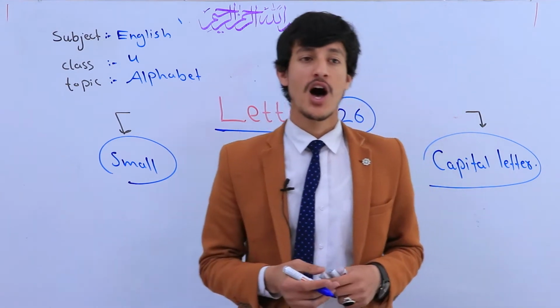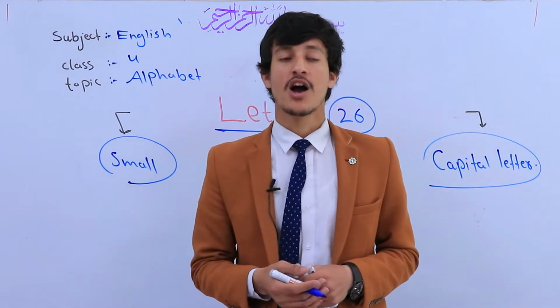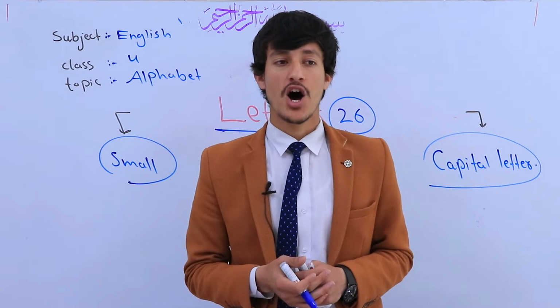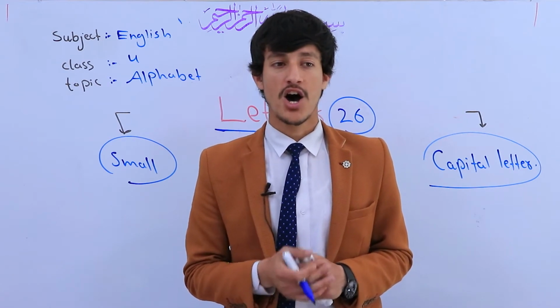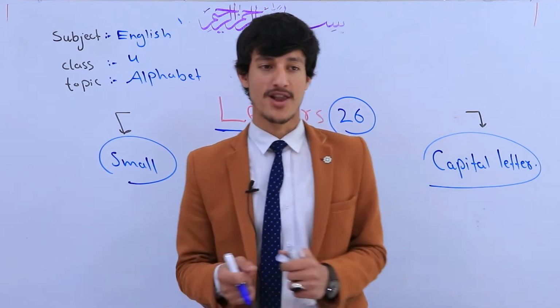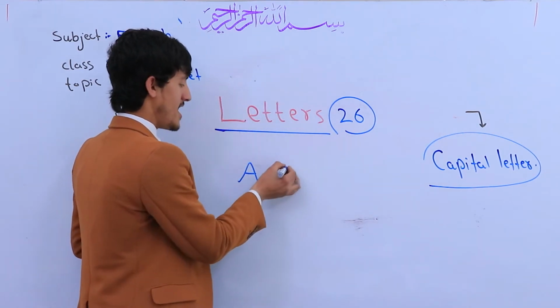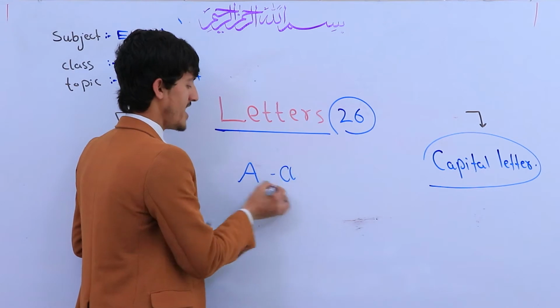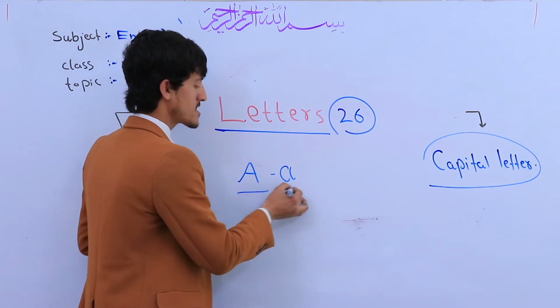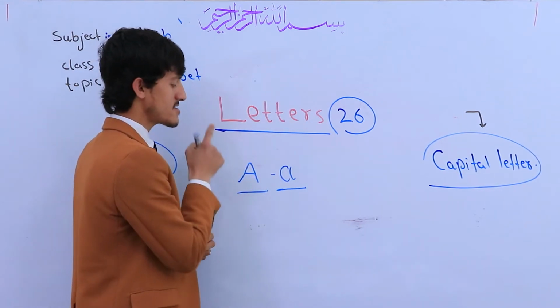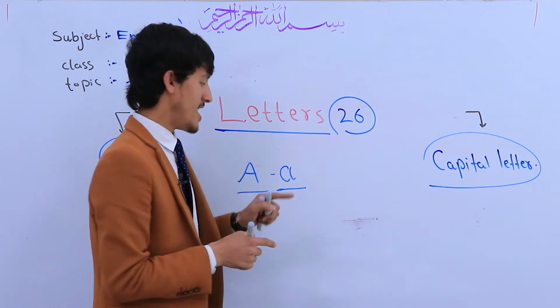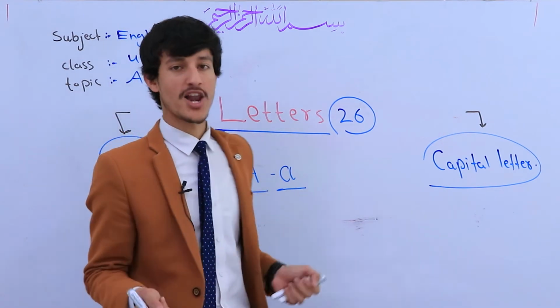Open your mouth like this. Great. Now, like apple, right? This is A, and this is the small a. Capital A, small a. We call this capital A, and we call this small a.